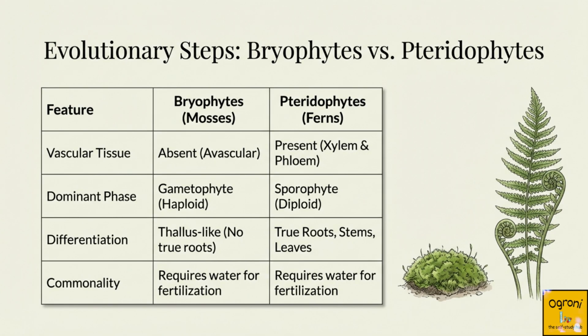For better understanding, let us compare pteridophytes to bryophytes. Vascular tissue is absent in bryophytes but present in pteridophytes. The dominant phase in bryophytes is the haploid gametophyte, whereas the dominant phase in pteridophytes is the diploid sporophyte. Bryophytes do not have true roots, but true roots, stems and leaves are present in pteridophytes. Both bryophytes and pteridophytes need water for fertilization to happen.